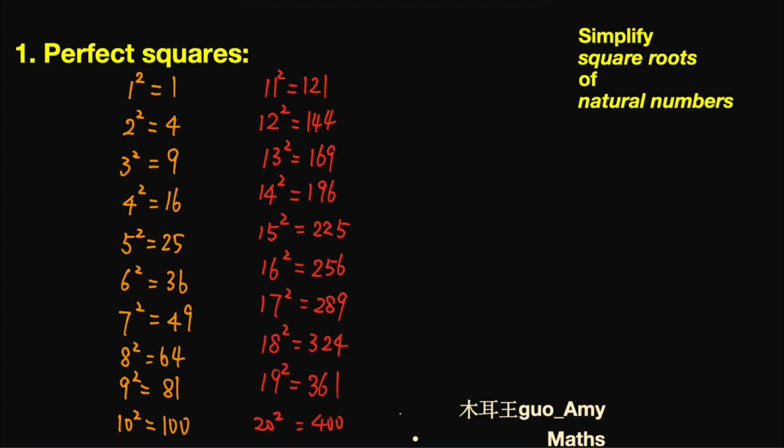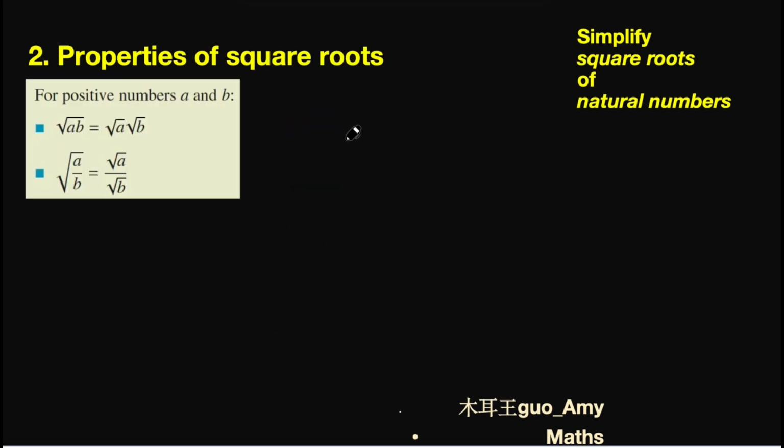Today we are going to look at how to simplify square roots of natural numbers. We will start with perfect squares. It is very helpful if you're familiar with these common perfect squares, 1 squared to 20 squared. I will suggest you to remember all these perfect squares. And let's move on to properties of square roots.